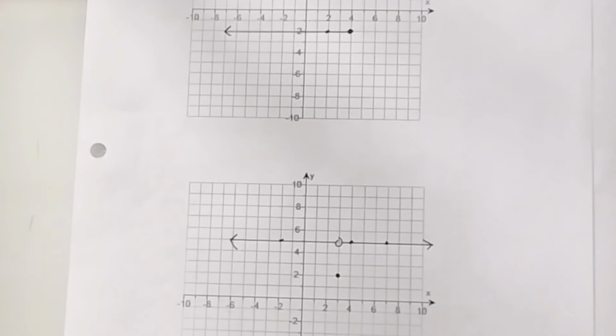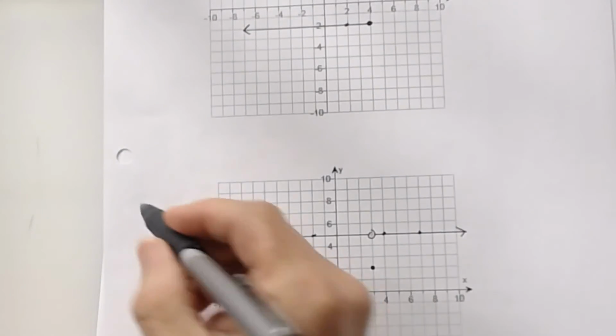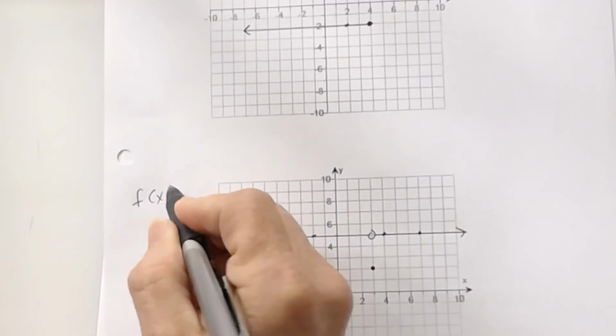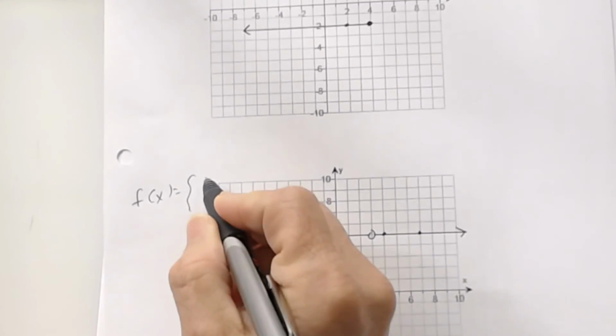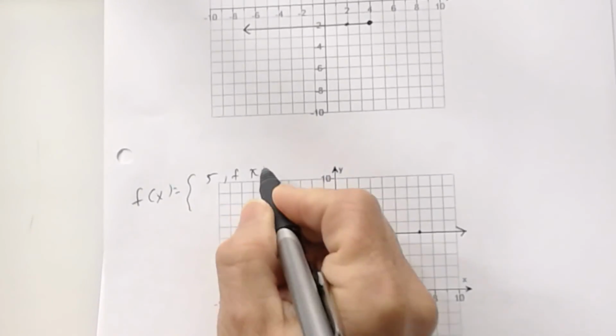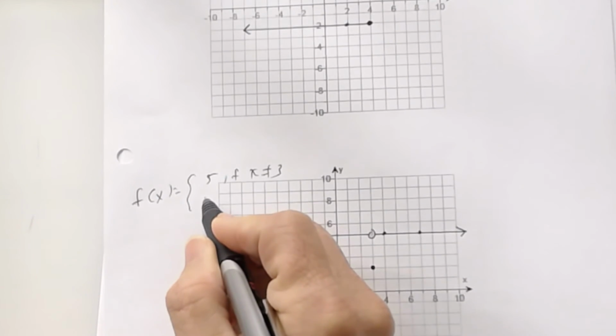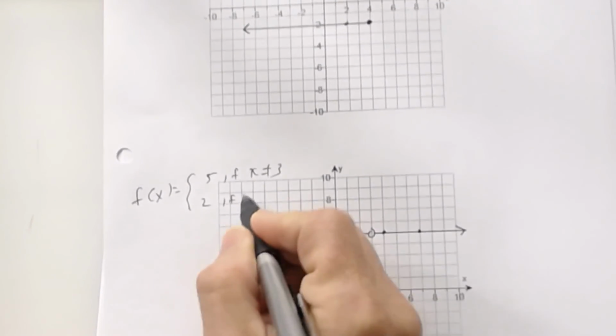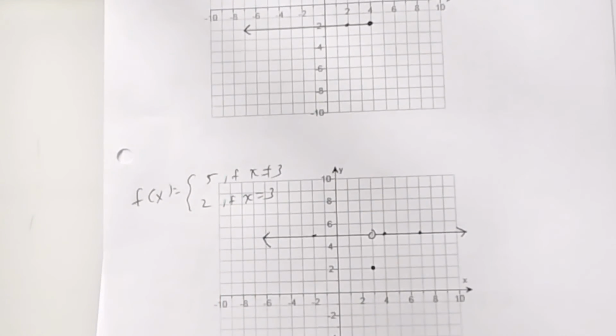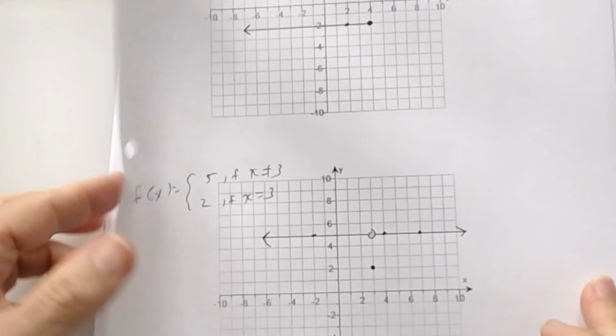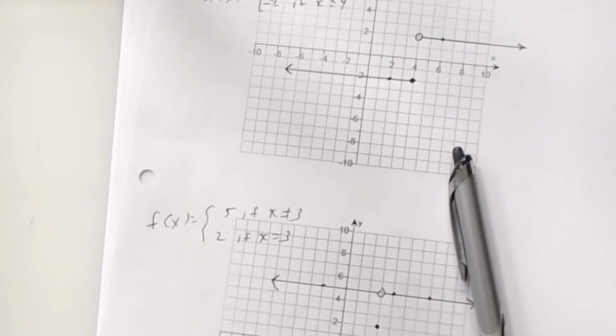Okay, all right. So that was the function: f of x equals 5 if x does not equal 3, 2 if x equals 3. So that was the more challenging one of the others. Okay, so let's go ahead and deal with our in-class worksheet.